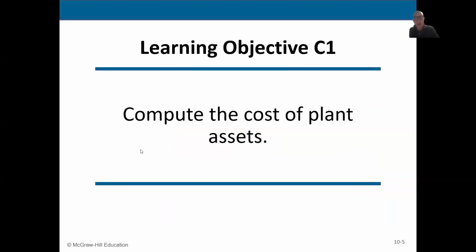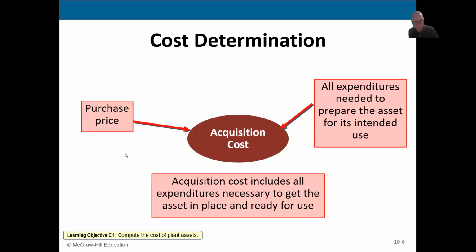So, the acquisition cost of a fixed asset includes things like the purchase price, the cost of installation, the insurance, testing, assembly. We add all of those costs together in order to get the asset into service, meaning in order to get it up and running. All of those costs together equal the total acquisition cost.